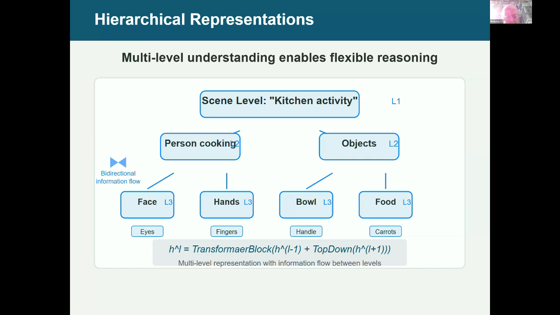Importantly, there are bidirectional connections enabling information flow between levels. This allows the system to reason about relationships between different levels of abstraction, similar to how humans can flexibly shift the focus from the big picture to specific details.